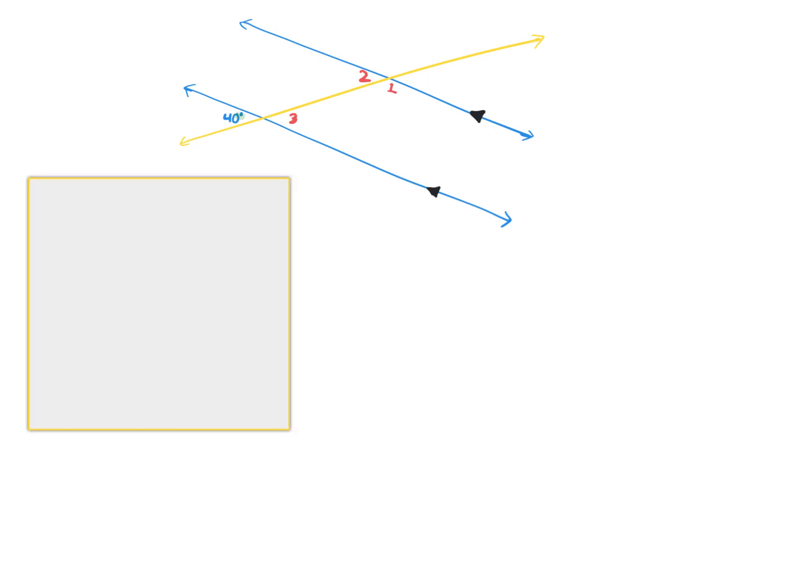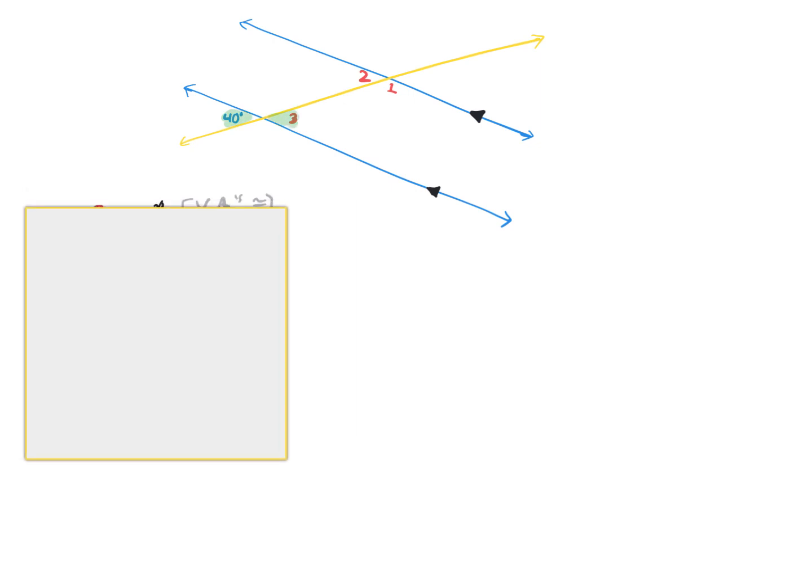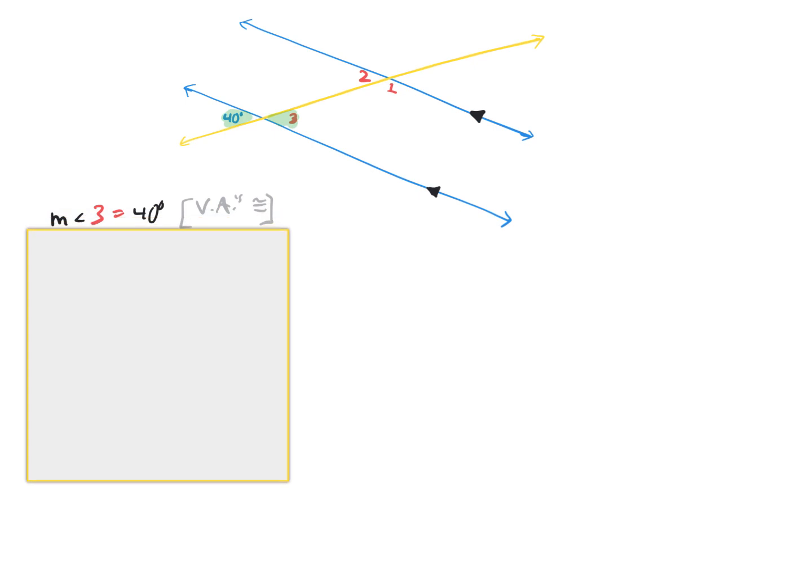So we might start by recognizing that these angles are vertical angles. And so the measure of angle 3 would have to be 40 degrees. And that's the vertical angles congruence idea. We proved that all vertical angles will always be congruent. So we can just say vertical angles are congruent. What next?